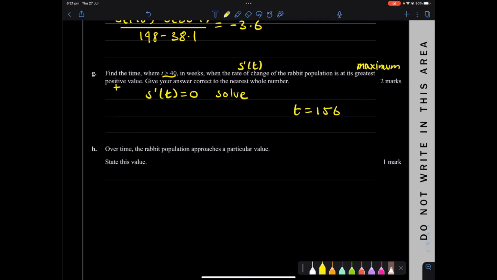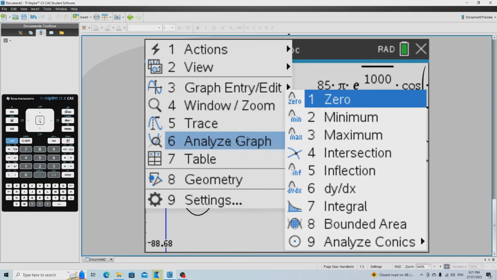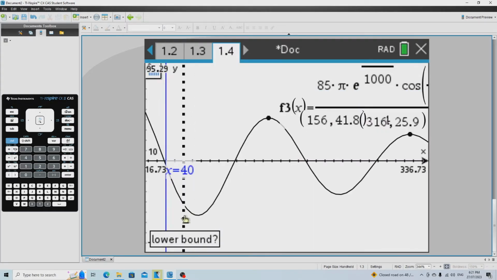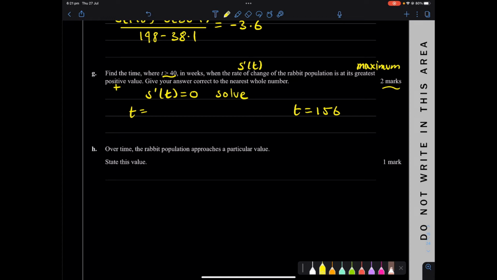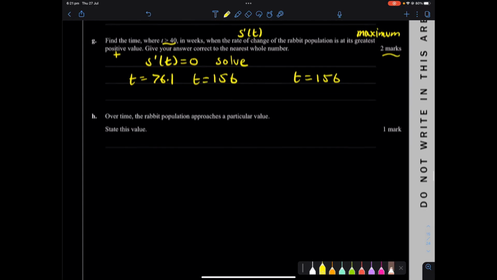Okay, to at least get 1 mark, even if this is wrong, I'm just going to say we've solved t, and we got the minimum at 76.1, and t is also 156, that's it. I think that should give you the point. Only 1 mark, but I'm hoping that's right, so it should give us 2.